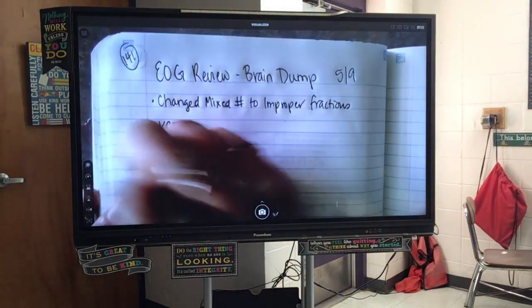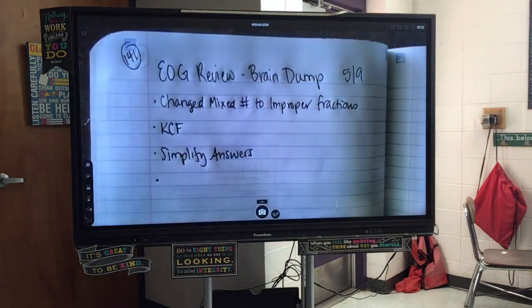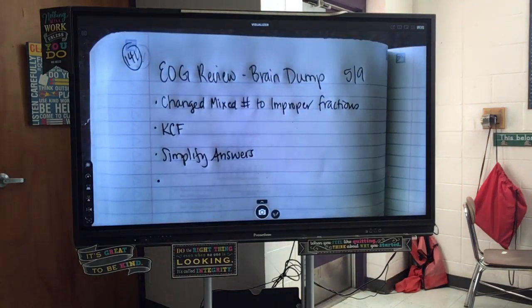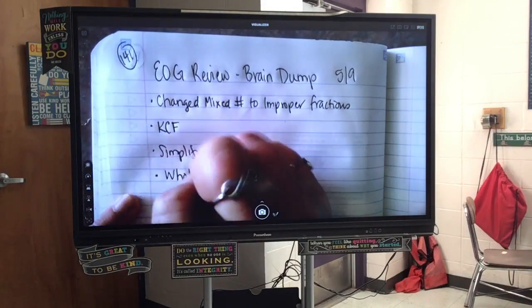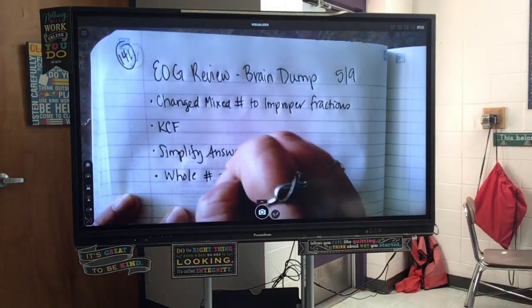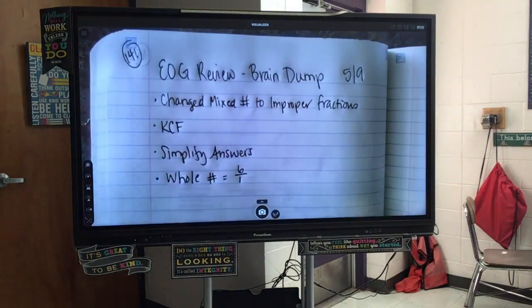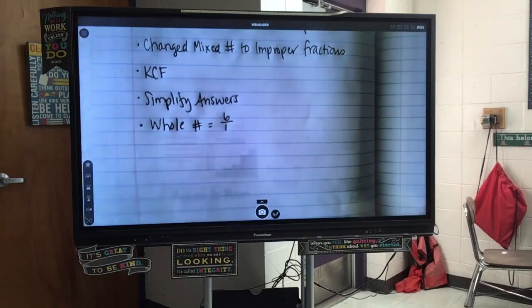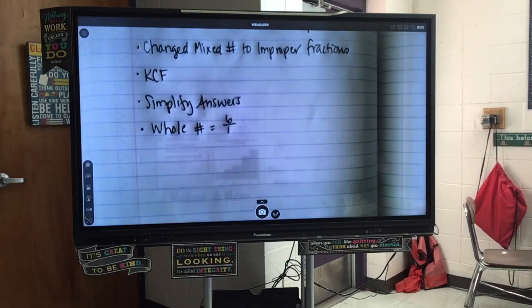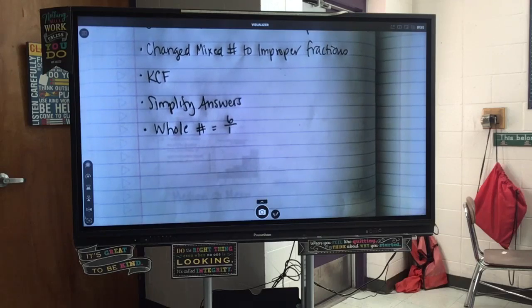All right, what else? What else do we need to know about fractions in order to be able to solve them? Lily. If you have a whole number, turn it into a fraction by putting a 1 underneath. Okay, whole number equals 6 over 1 or whatever number over 1. All right, what else? What else, y'all? It's got to be more. Look around the room. Dividing fractions. What does it tell us to do with dividing fractions?